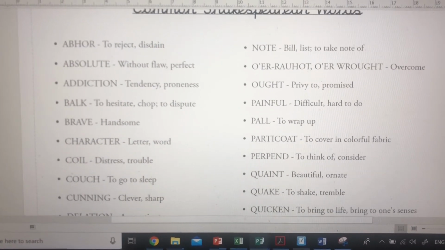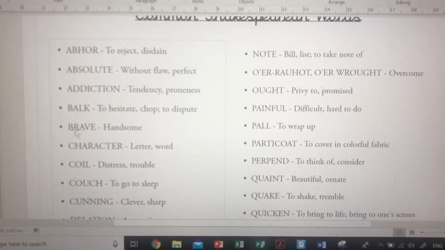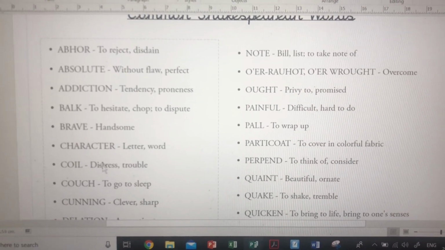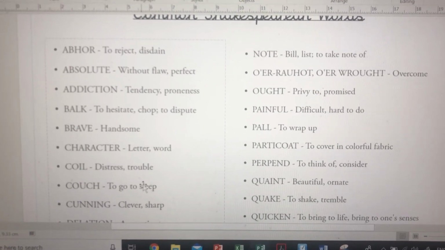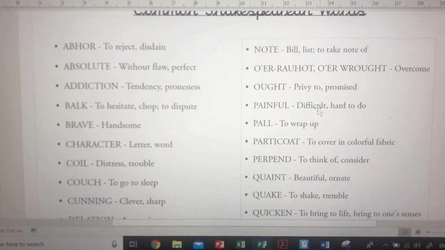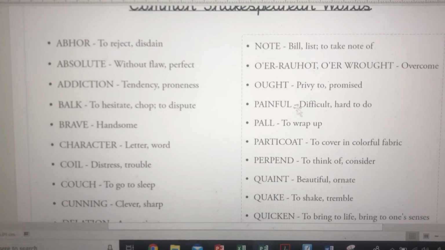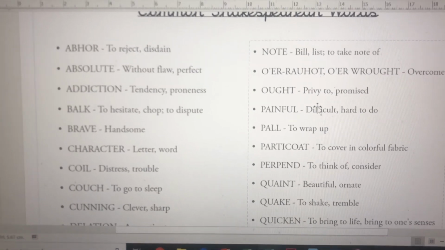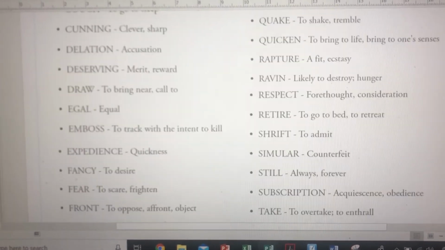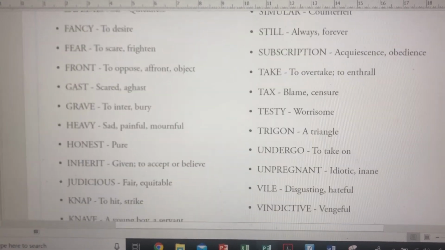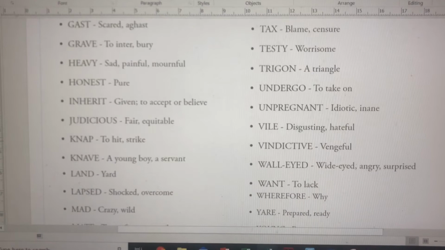So if you're having to say that something is handsome, call it brave. If you're having to say that there was distress or trouble, use the word coil. If you're going to say to go to sleep, then you could use the word couch. If something was difficult or hard to do, then you could use the word painful. Okay? So there's quite a long list of different words and phrases. Now I'm not looking for all of them at all, okay? But you might try and get in a few.